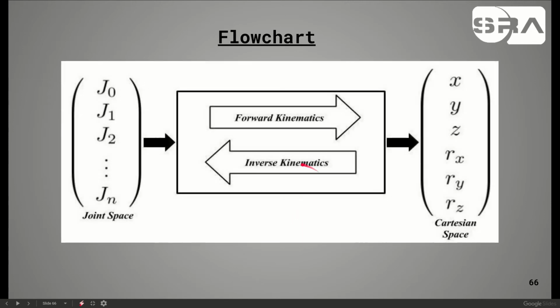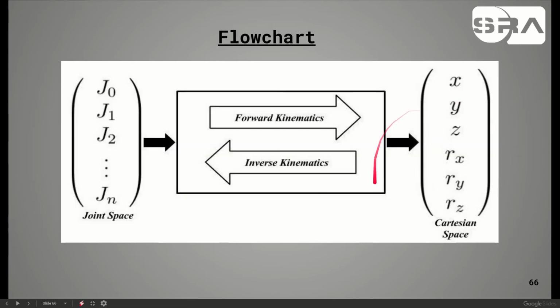Now talking about the flowchart, I hope we have done this many times. In forward kinematics, we go from joints to the XYZ part. If you consider the rotation part, then the roll pitch yaw part. So in forward kinematics, we have the theta and we get the position and the orientation vector of our end effector. In case of inverse kinematics, we have this XYZ and we have to get the joint angles.